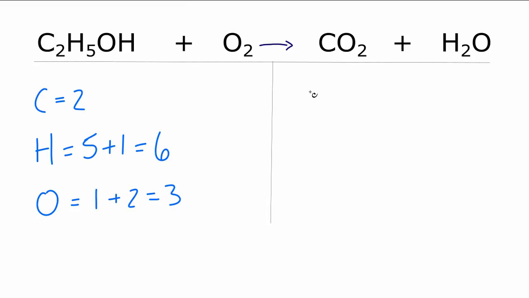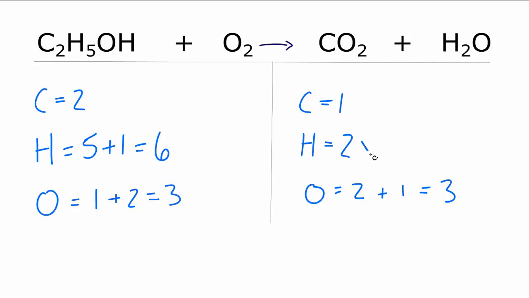On the product side, carbon, 1, hydrogens, there are only 2, and then oxygens, I have the 2 here, plus this 1. That gives me 3. So when I look at the equation, I see the carbons, they're not balanced, and then the hydrogens. The oxygens are good. Let's try to fix the hydrogens.